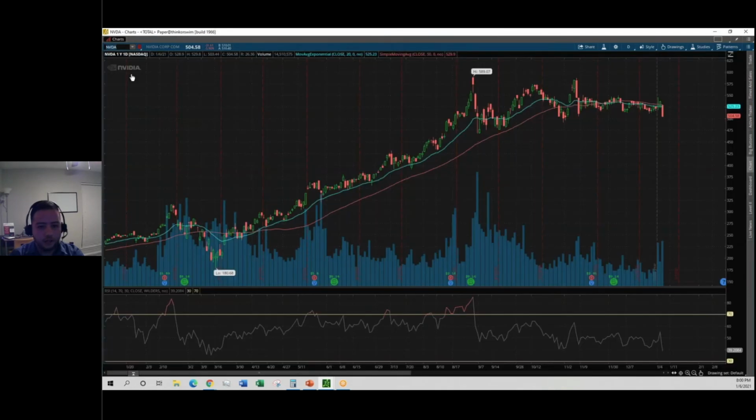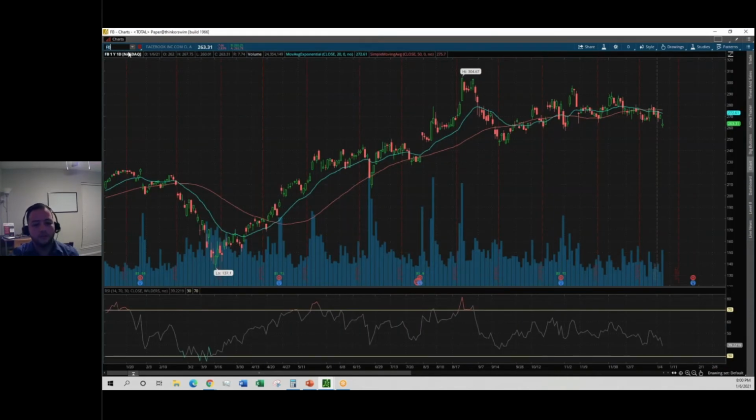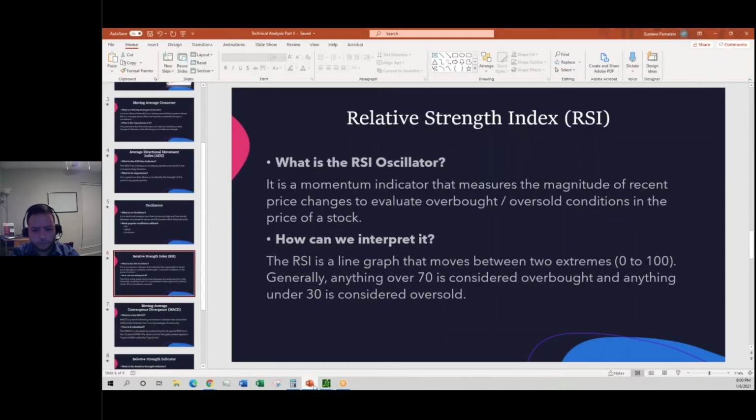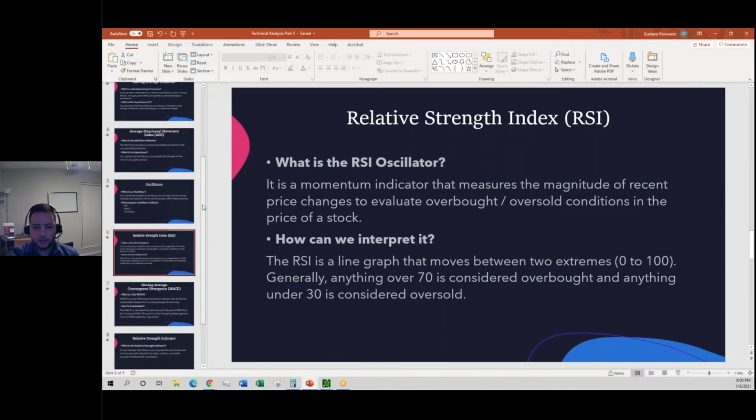Things like Nvidia, right? Stocks that have done really well during the pandemic. Pretty much all the FANG stocks have done really well during the pandemic. And then if you would have taken this signal back in March when there was that overreaction in the market, you would have made some nice money there. Okay. So yeah, let's move on then on the RSI.